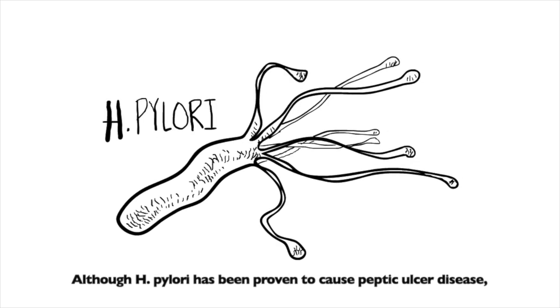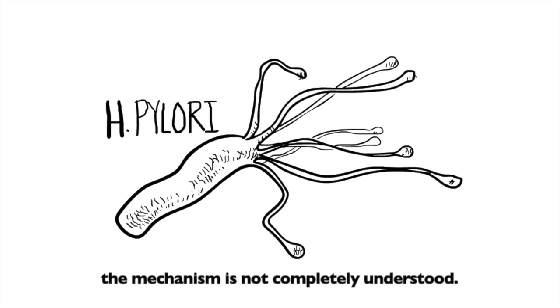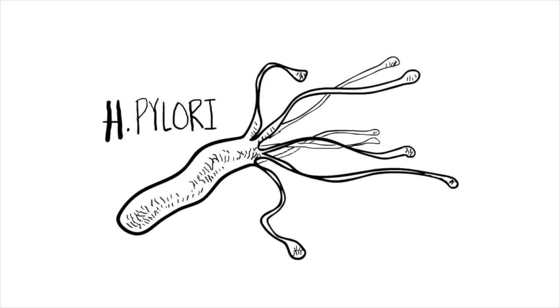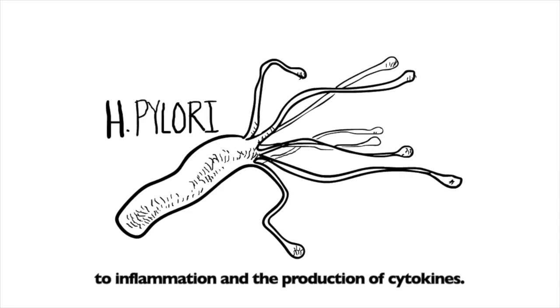Although H. pylori has been proven to cause peptic ulcer disease, the mechanism is not completely understood. It may be the result of a direct effect on the parietal cell, causing an increased production of gastrin, or through an indirect mechanism secondary to inflammation and the production of cytokines.